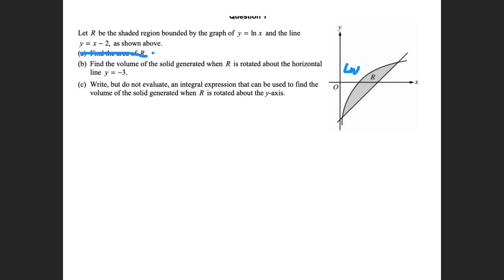So this is natural log of x here. This is x minus 2 here. If I want to find the area, this type of problem, you know how to graph on your calculator, correct?